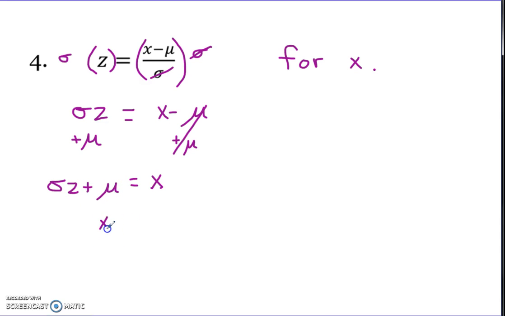And finally, since we were solving for x, it's best to write it as x equals everything else. If you have sigma and z reversed so that it says z sigma, that's okay. And also if you have mu plus sigma z, that's all right too, because both multiplication and addition are commutative, meaning that the order does not matter.